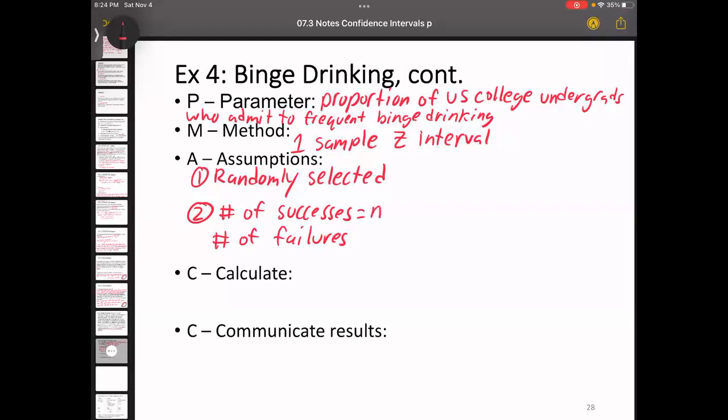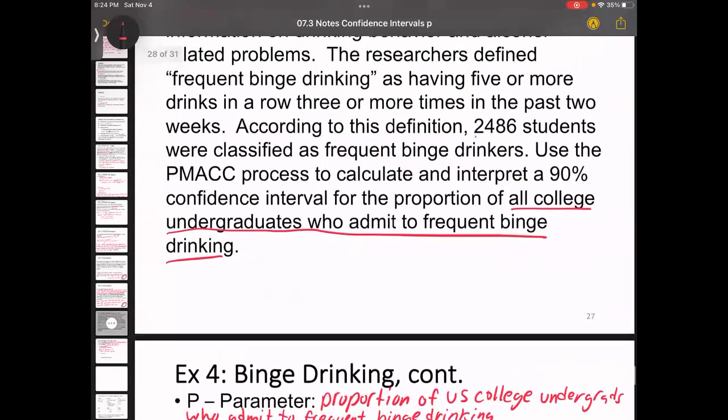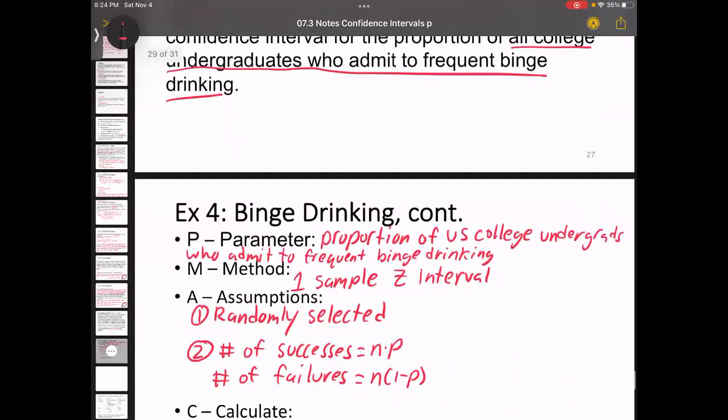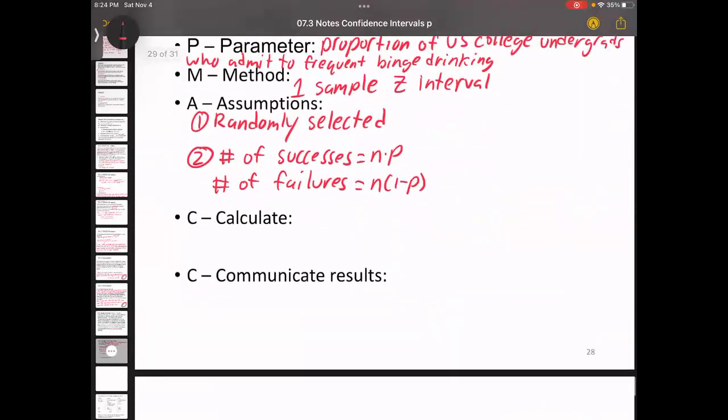We do n times p, that's the number of successes, and then we do the failures, n times 1 minus p. Well, they gave us already the number of successes, didn't they? It said in the question, according to the definition, 2,486 students were classified as frequent binge drinkers. Well, that is our number of successes. So that's 2,486. That's bigger than or equal to 10. Good to go.